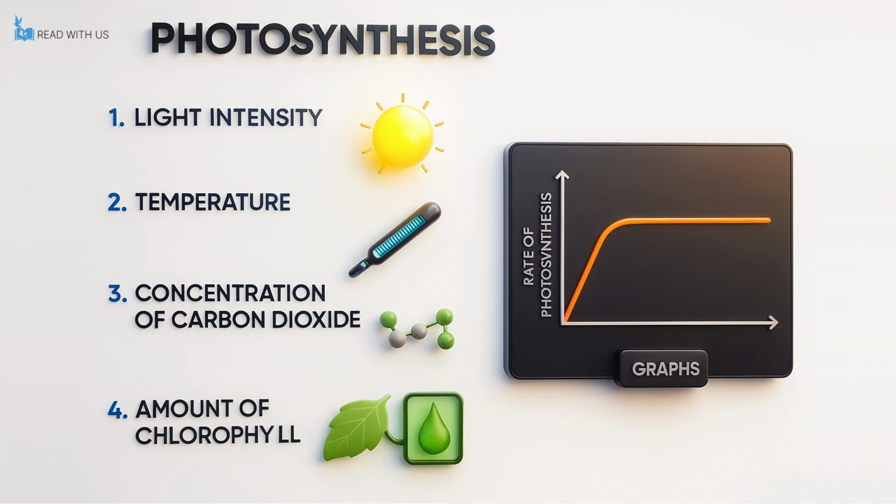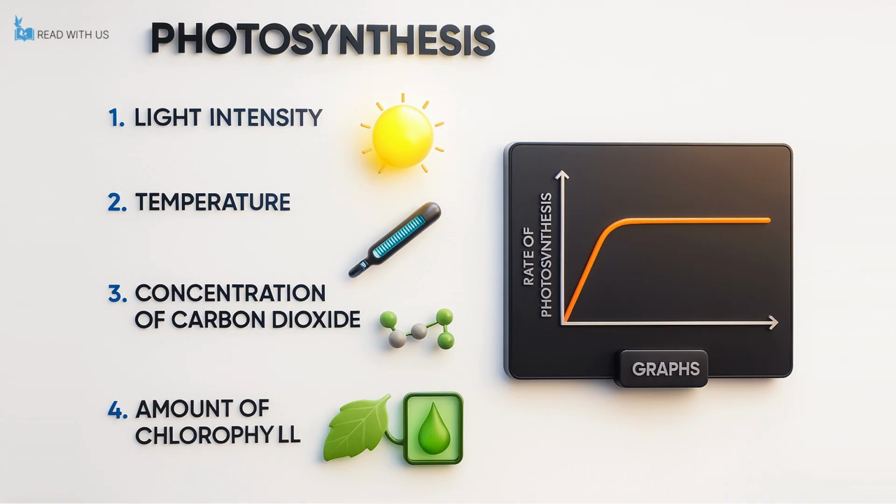In the previous video, we learned that plants must perform photosynthesis to survive, and the speed or rate at which this essential process occurs is influenced by 4 key factors. These are light intensity, temperature, the concentration of carbon dioxide present in the air, and the amount of chlorophyll the plant contains. In this video, we will dive deeper into how each of these factors influences the rate of photosynthesis and examine how these relationships can be visually represented using graphs.